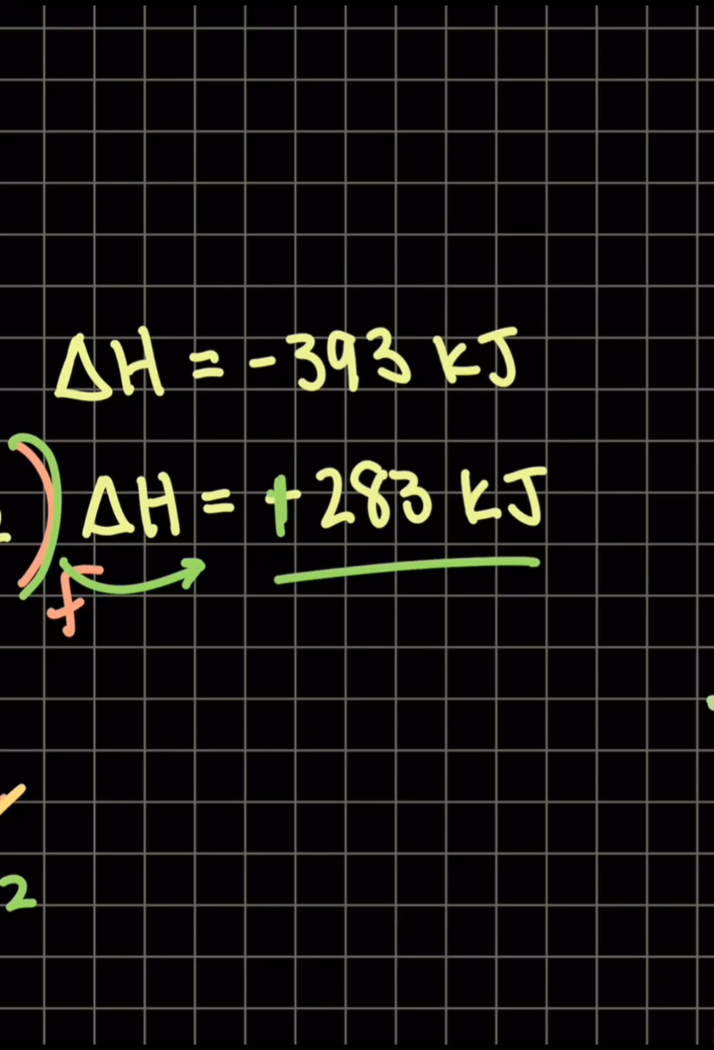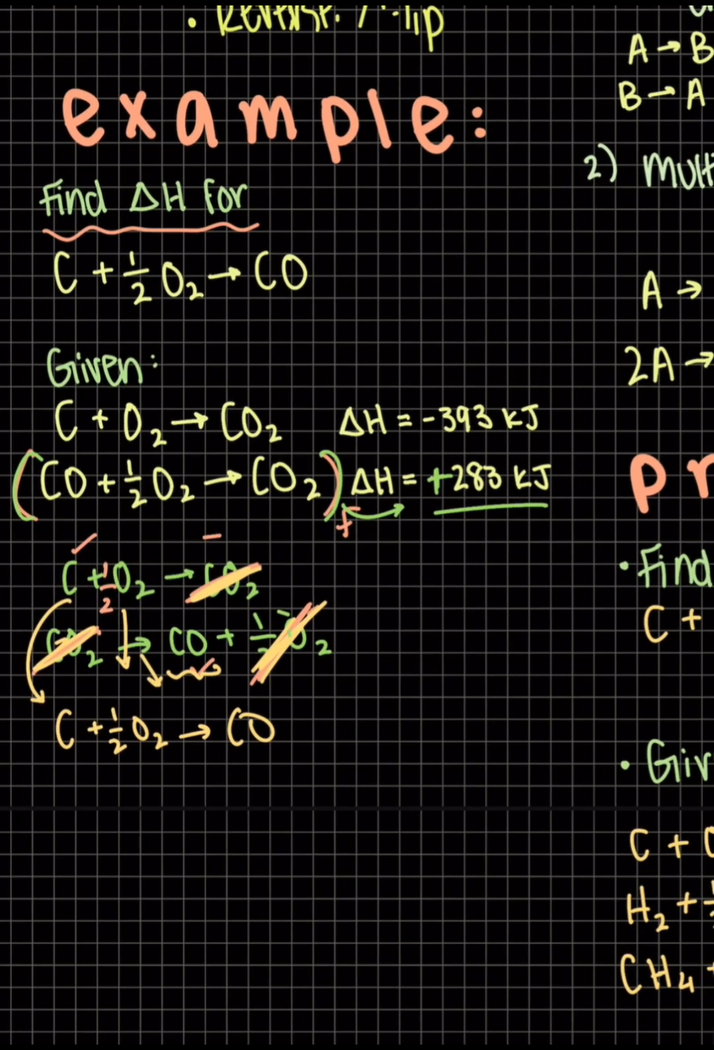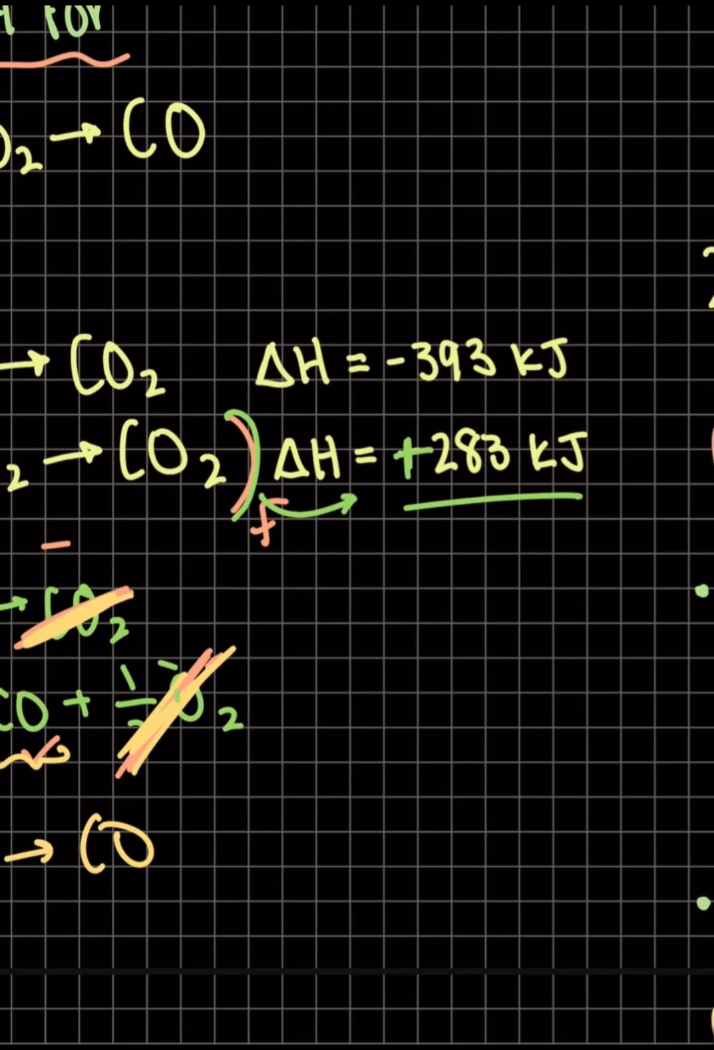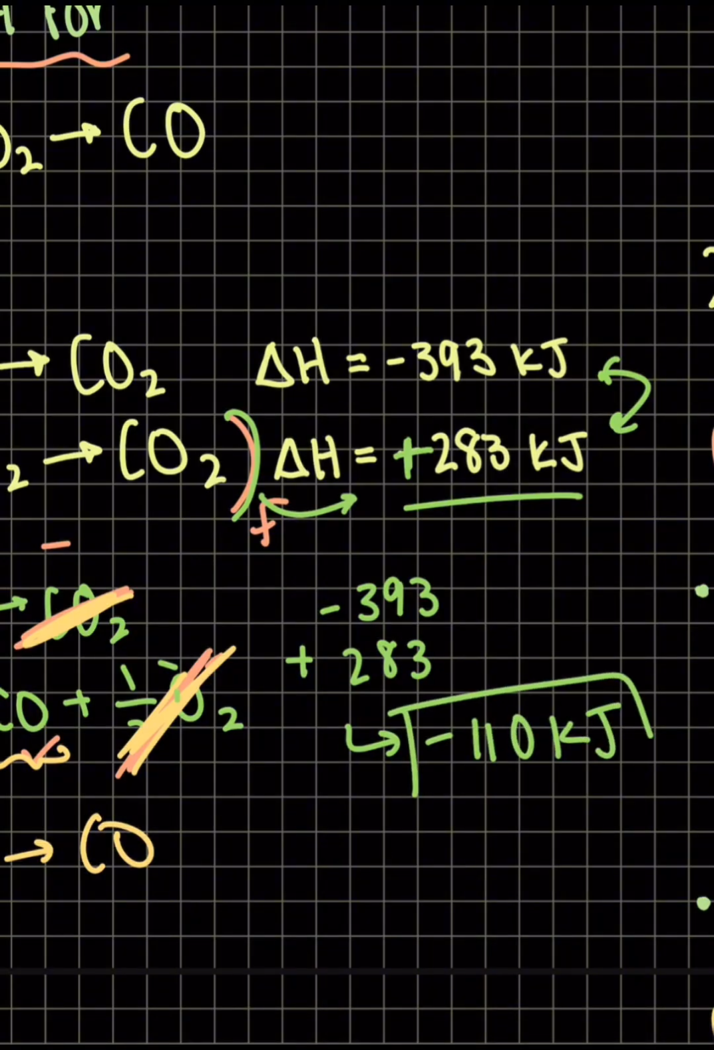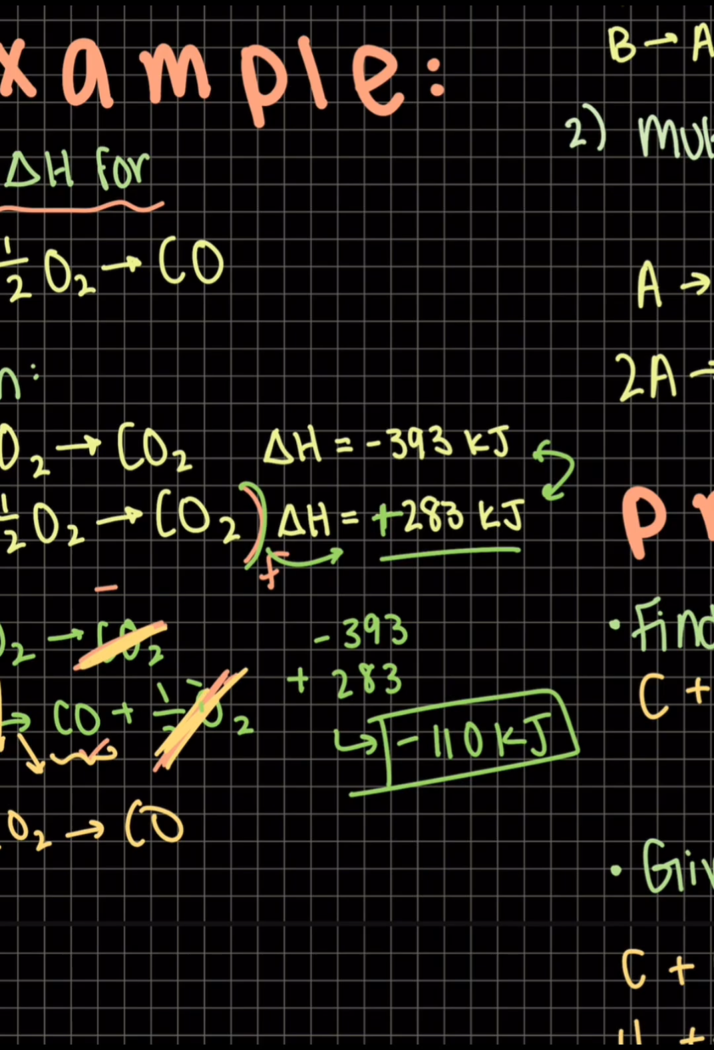Then I know at the end, all I did was add up my chemical equations. I'm going to add up my delta H's, meaning I'm going to add negative 393 plus 283, which yields negative 110 kilojoules, and that is your final delta H.